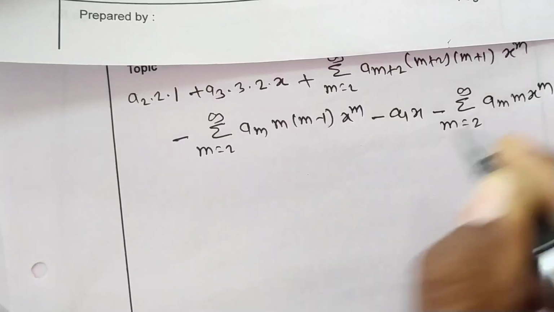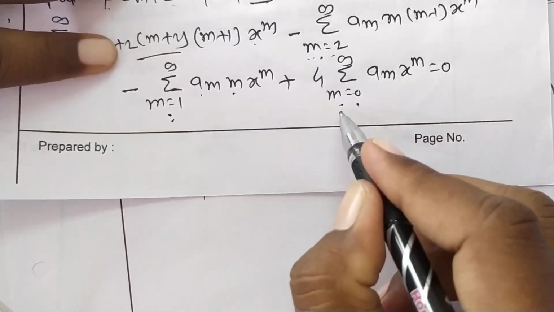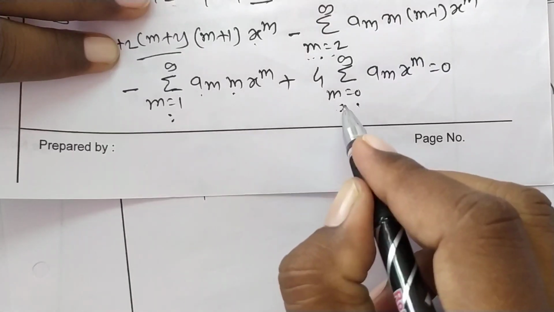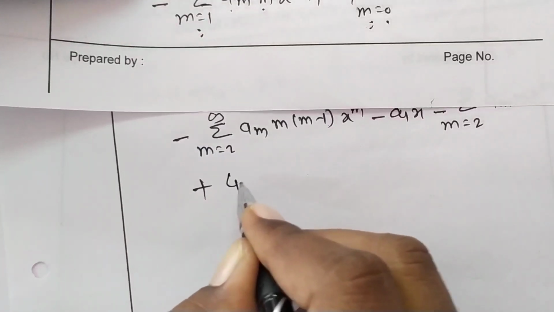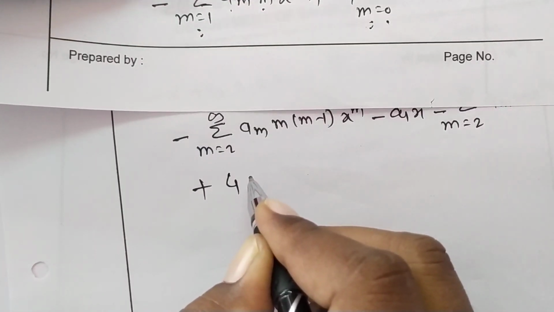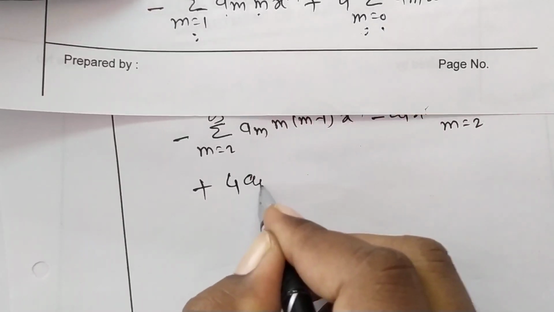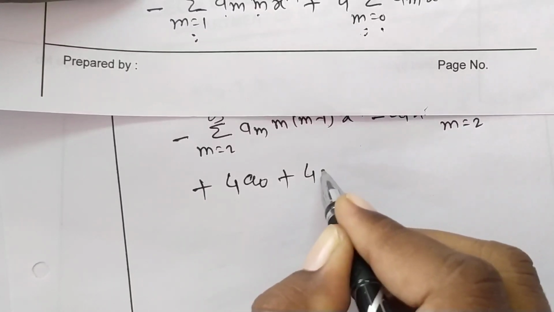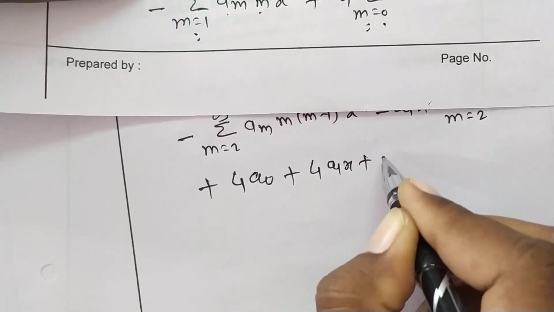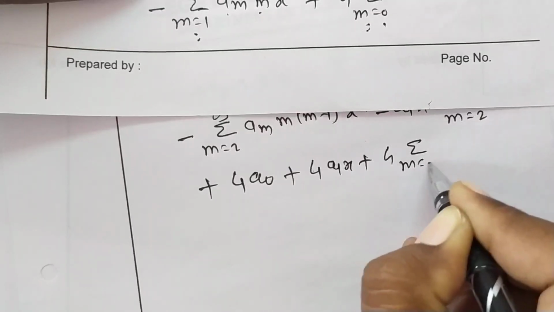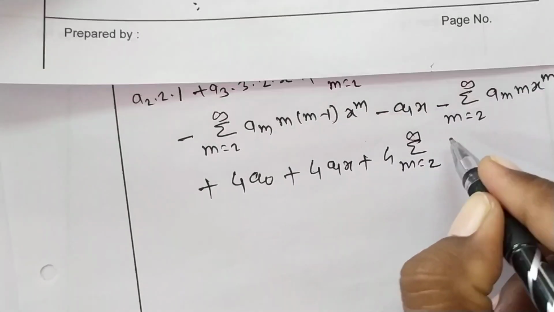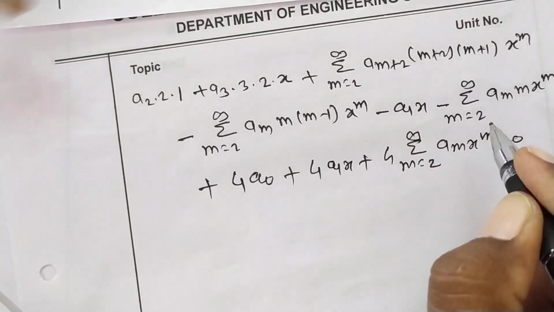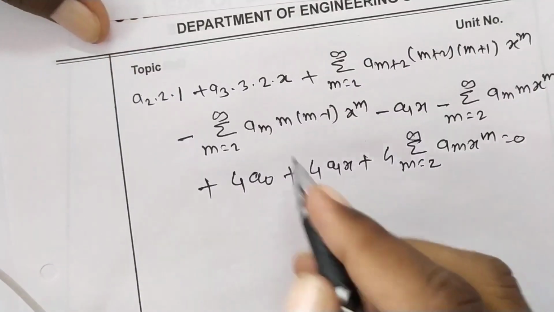Plus the last series: in the last series again m starts from 0, so we have to expand this series for m equal to 0 and 1. So plus 4 into a0 x raised to 0, and plus for m equal to 1, 4 a1 x, and plus 4 into summation of m starts from 2 to infinity, a_m x to the power m equal to 0. So this is the expansion of this series.